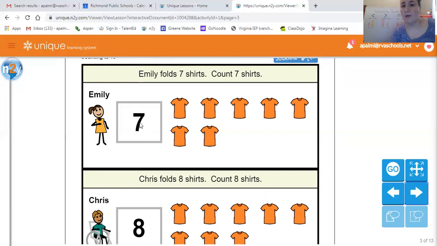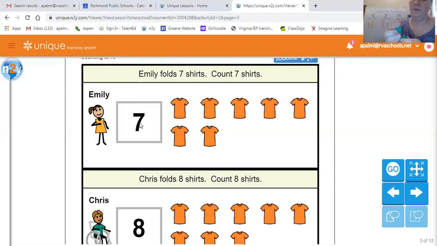So I'm going to count out 7 blocks, and while I'm counting, you are either going to be touching and counting your things that you got at home, or you can touch and count the pictures on the screen of the t-shirts, okay? Are we ready?